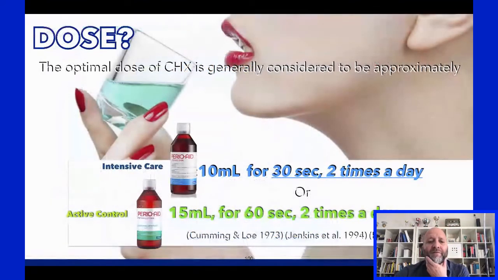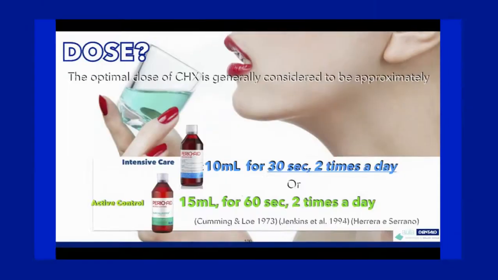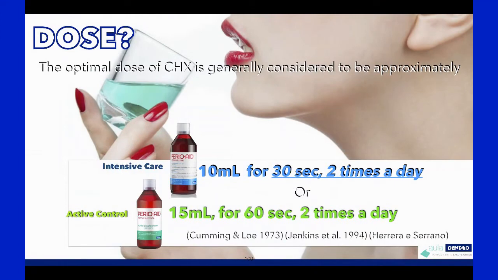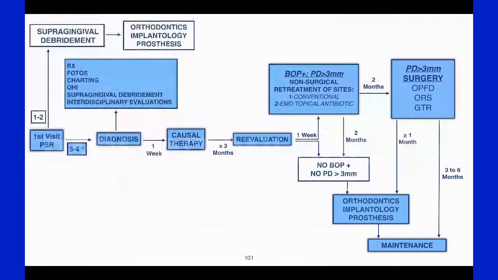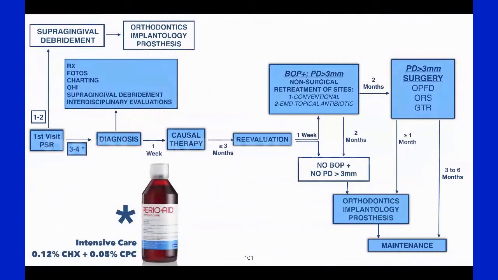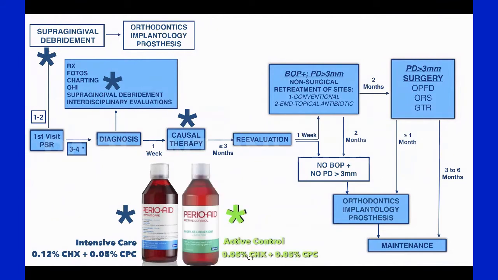So, if you want to use the intensive care, it's necessary to use 10 milliliters for 30 seconds, 2 times a day. Instead, if you want to use the active control, it's necessary to use more dose, 15 milliliters for 1 minute, 2 times a day. Generally, I prefer to prescribe intensive care during the early stage of therapy to take advantage of its bactericidal ability, and active control when I need a bacteriostatic action at the end of the periodontal therapy.